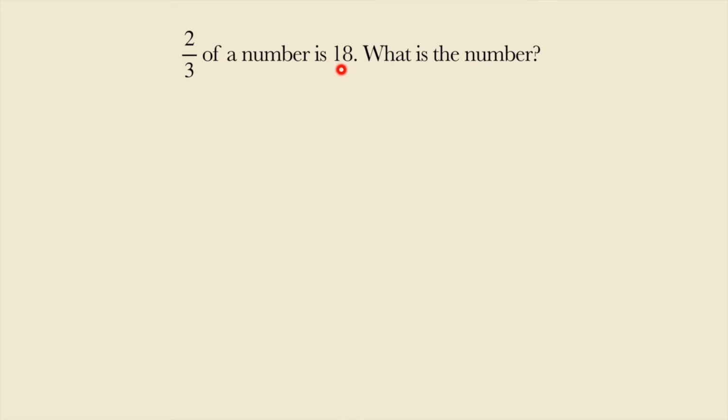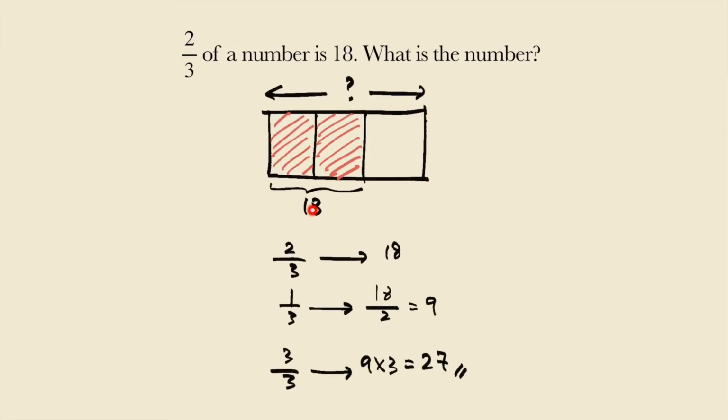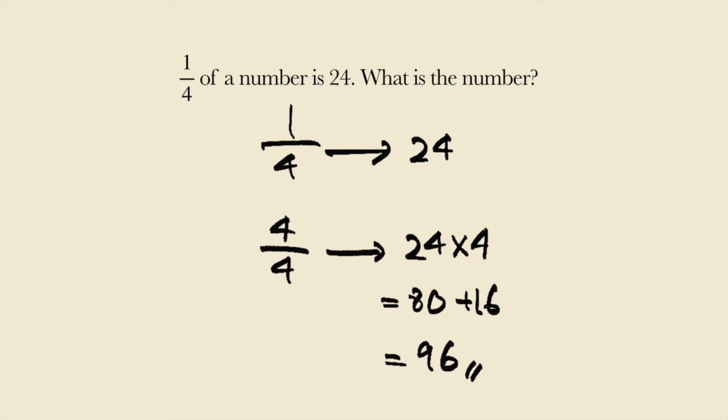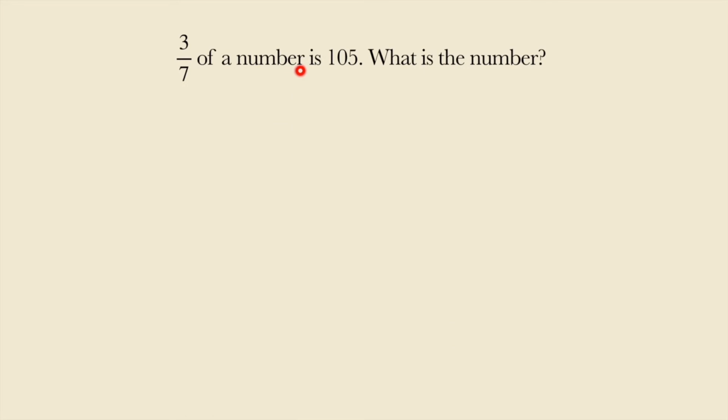2/3 of a number is 18, as in 2 units is 18. What is the number, as in what are 3 units? Okay, so 2 of those units representing 18. So 2/3 is 18. 1 unit is 9. What is the number? All 3 units. That means 9 times 3 gets us 27, okay? 1/4 of a number is 24. What is the number? So 1/4, notice I'm not drawing a model anymore. Just visualize this, right? One of those units is 24. What is the number? All 4 of the units. So that's 96.